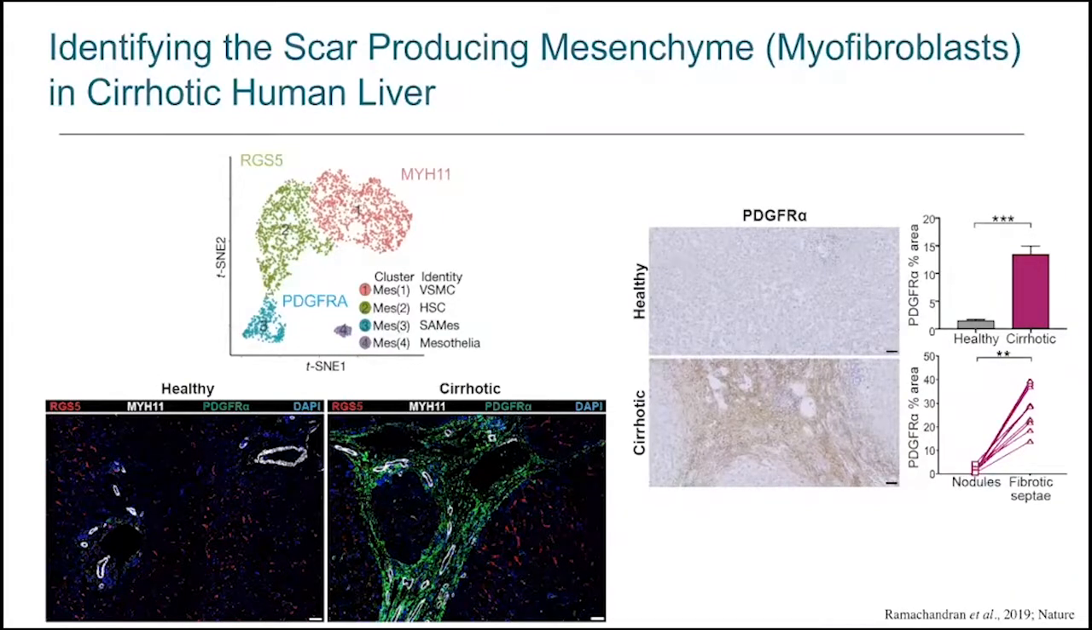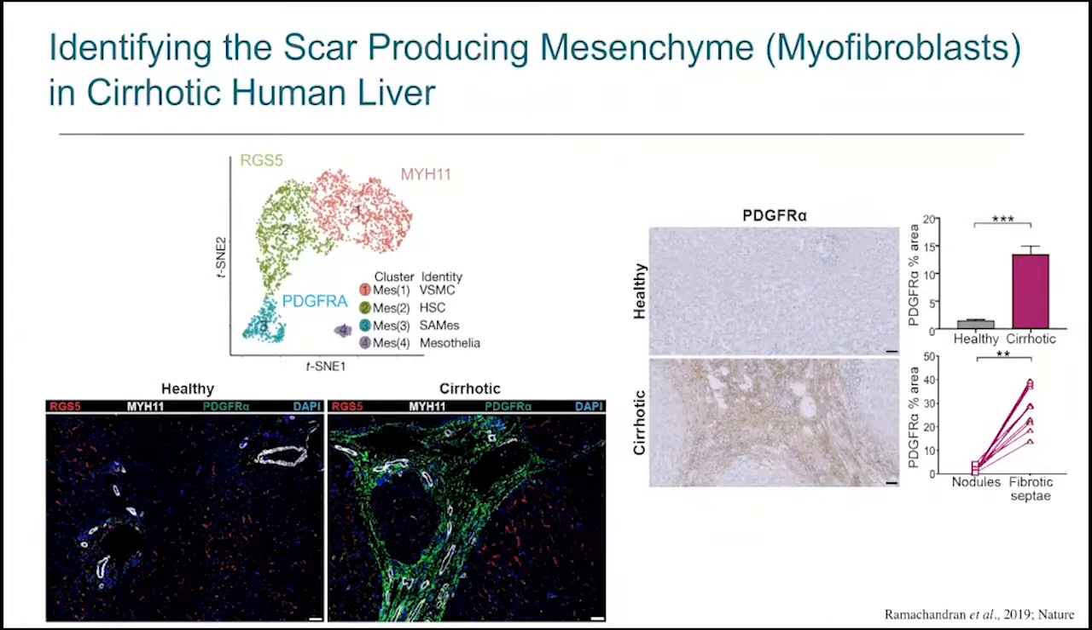MyH11 is a classic VSMC marker, and unsurprisingly, it lit up VSMCs in the liver. RGS5 staining was observed in a population of cells in the parenchyma in healthy and cirrhotic liver, consistent with stellate cells. PDGFR-alpha staining was minimal in healthy liver, but clearly labeled a population of mesenchymal cells in the fibrotic niche.